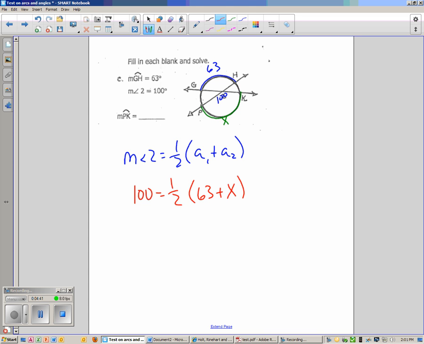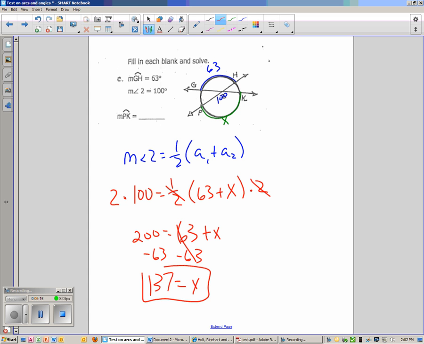All right, at this point, you would just plug it into InSolve in your calculators. But to solve it algebraically, you need to get rid of the 1/2. So I'm going to multiply this side times 2, and I'll multiply this side times 2. This will cancel out the 1/2, and the 2 will cancel out there. So here I'm left with 200 is equal to 63 plus x. To isolate the x, I'm going to subtract 63 from both sides. That cancels out. So 200 minus 63 is equal to 137. So this is the measure of PK.